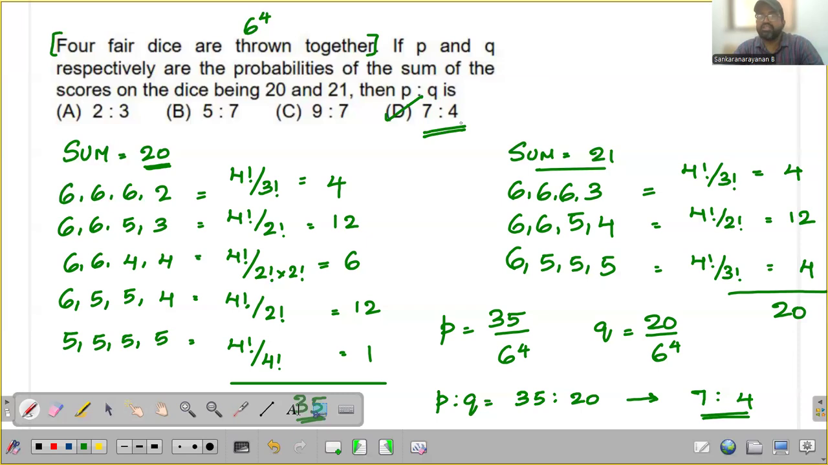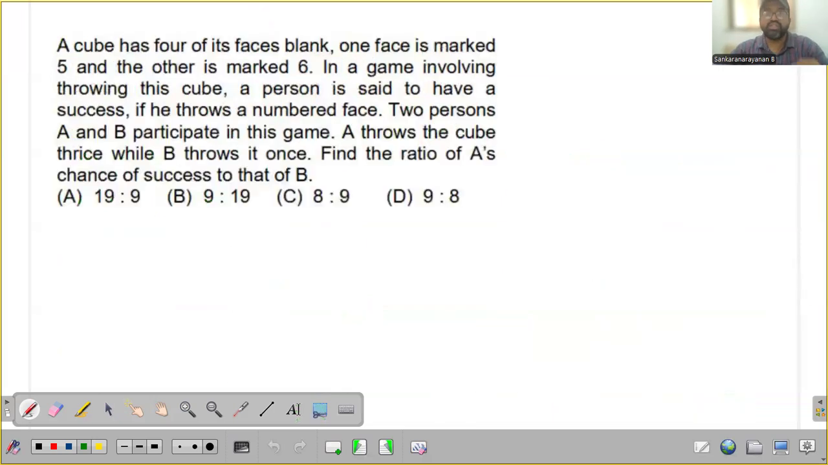So this question becomes slightly challenging because you should be considering all those unique instances where the sum is becoming 20, the sum is becoming 21. If you accidentally miss out anything, then understand this can go wrong. Here we have done it perfectly so that there is no confusion. But make a note of this, and I request all of you to consider the way I have dealt with the numbers. So for this question, 7 is to 4 is our answer. Okay, let us go to the 10th question in this lot.